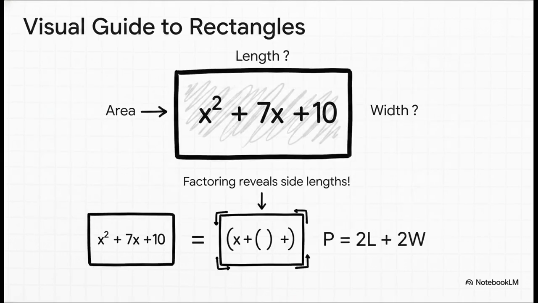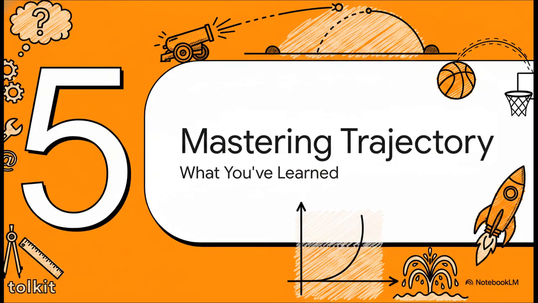And for Mission 3, just think back to the basic definition of area. It's just length times width. So that expression, x² plus 7x plus 10, is literally the answer you get when you multiply the length and the width together. So if you factor it, you're just finding the length and the width. After that, just plug them into the good old perimeter formula. And just like that, mission complete.